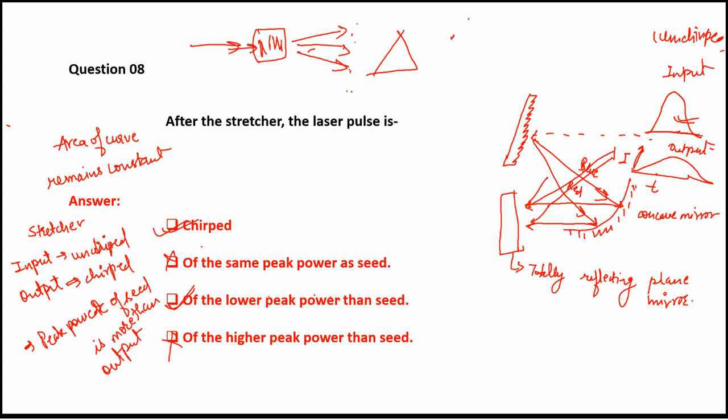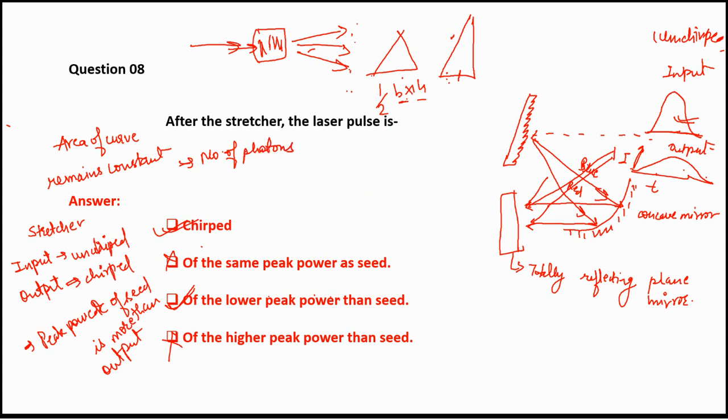Suppose we talk about a triangle. Say this one triangle and this one triangle. Suppose the area of both is the same. So area depends on half base into height. If you increase the height and want to keep the area constant, you need to decrease the base. In this case, the base is increasing, so the height is decreasing. Therefore, we get a lower peak power than the seed. What does this intensity say? This intensity says the number of photons.